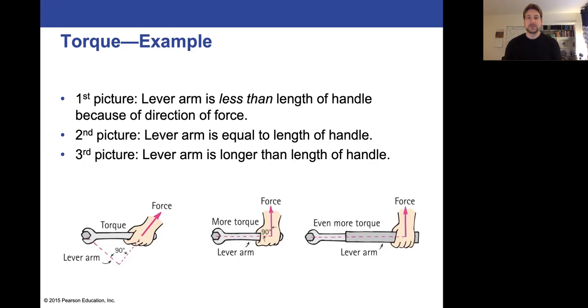It makes me think of, I think it's Galileo. Give me a long enough lever and a place to stand and I can move the world. The longer the lever, the more torque we can exert.